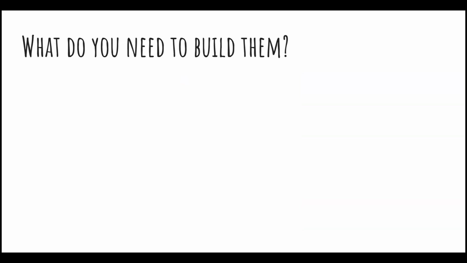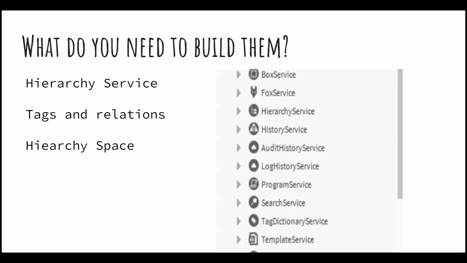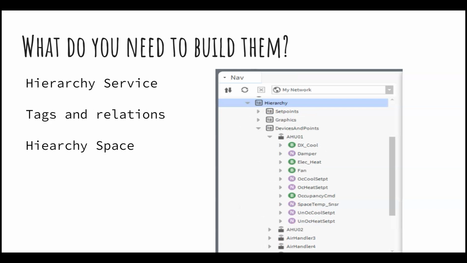So what do you need to build them? Well, the first thing that you need is the hierarchy service. Luckily, this is in the default station when created. And this is where all hierarchies are going to be created. The second thing that you're going to need are all the tags and relations that are needed to make sure that the hierarchies function. And after we create all the hierarchies in the hierarchy service, the hierarchy space is where we can view these hierarchies. So remember, the hierarchy service is where we're going to be building the hierarchies, but the hierarchy space is where we're going to be viewing them.